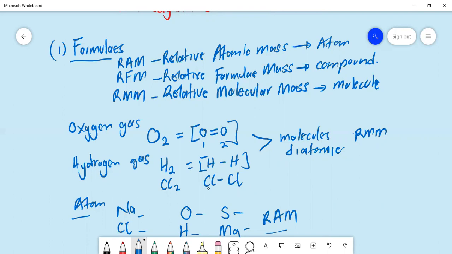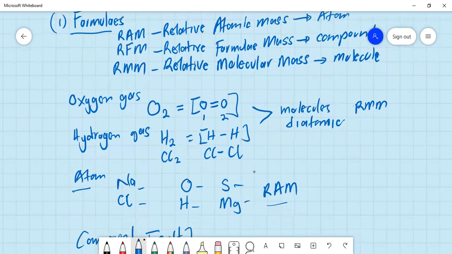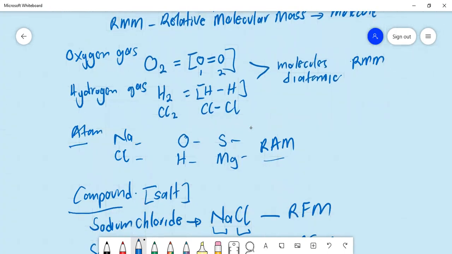Then we said when we look at compounds, now that one will be in terms of either salts, like sodium chloride, sodium carbonate, those are compounds. So we said for that case, we shall use relative formula mass. So we have 3 things now. Relative atomic mass for an atom, relative molecular mass for a molecule, the relative formula mass for a compound.